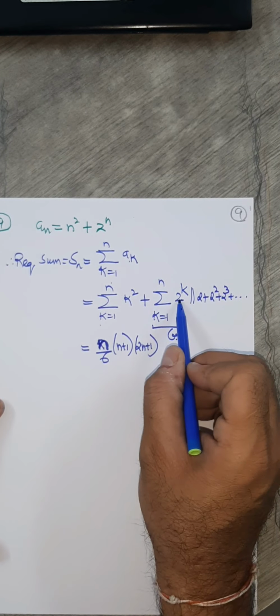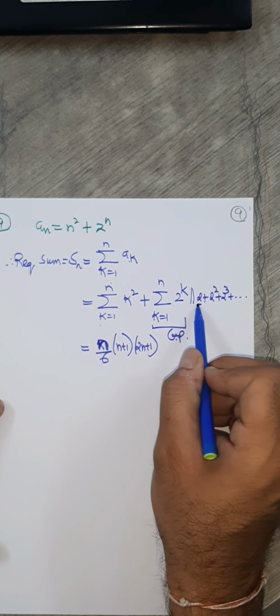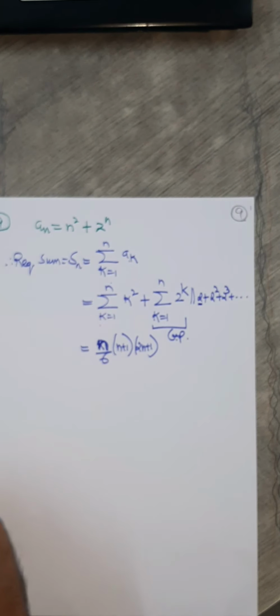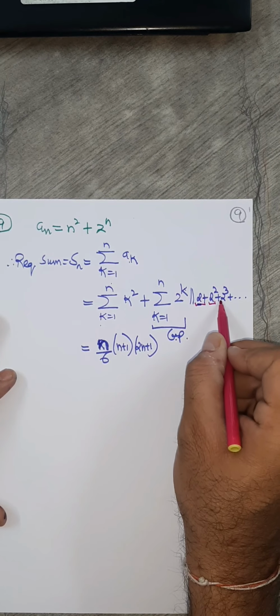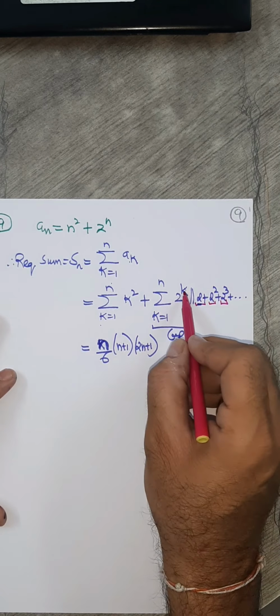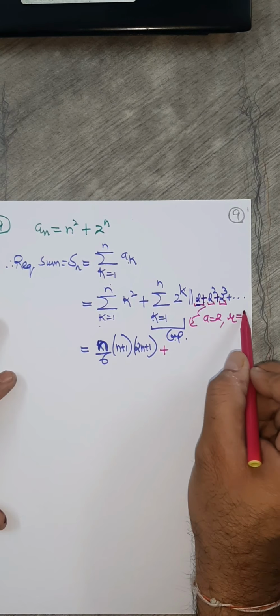Sigma means addition. Put k equals 1, 2. Put k equals 2, so 2 square. Sigma means plus. k equals 3, 2 cube. Everywhere addition. This is a GP. What is the first term? Here a is 2. What is the common ratio? You can write 4 upon 2, which is 2. 8 upon 4, again 2.